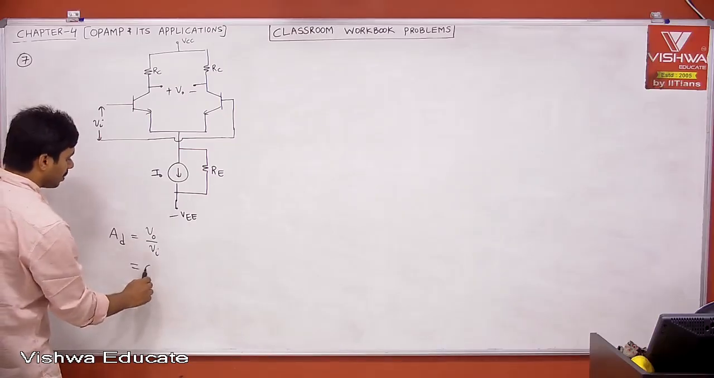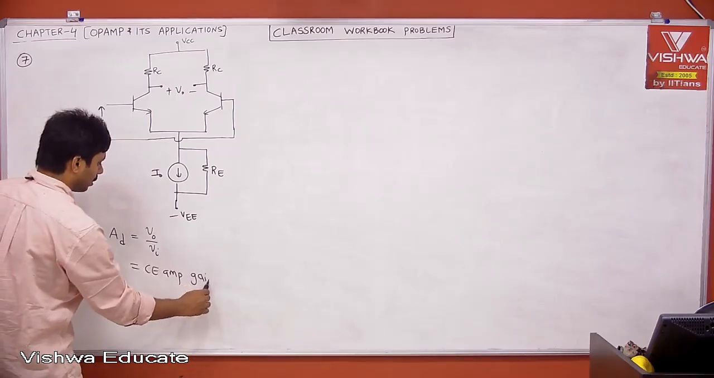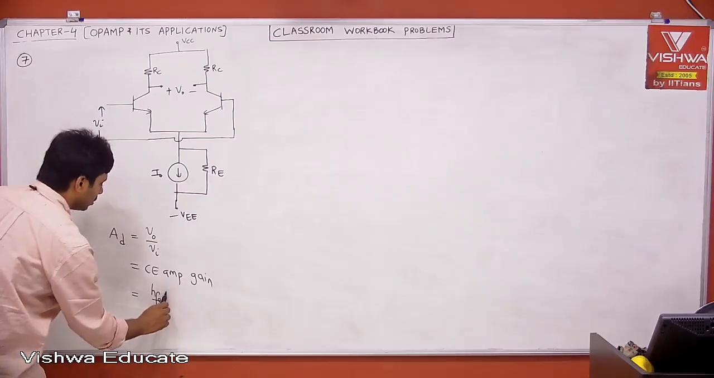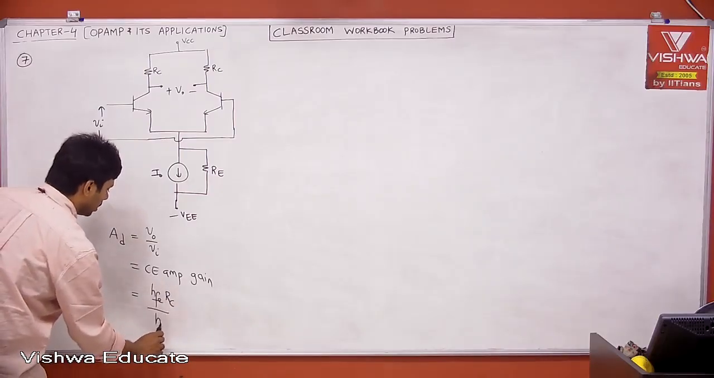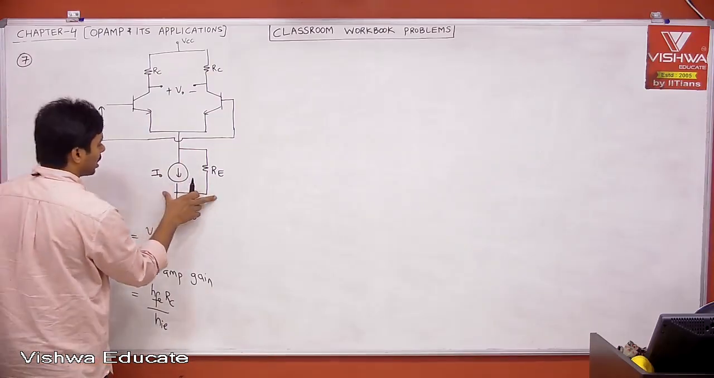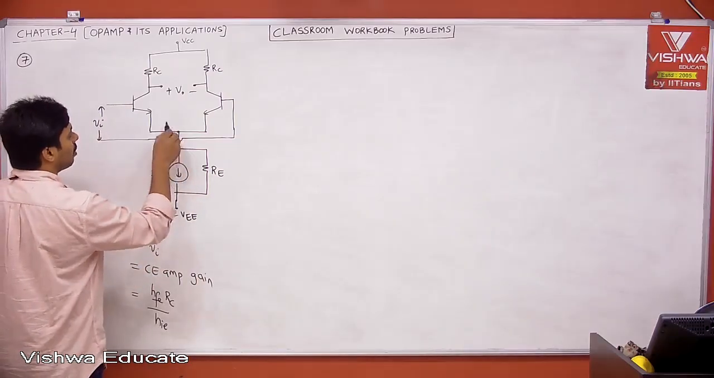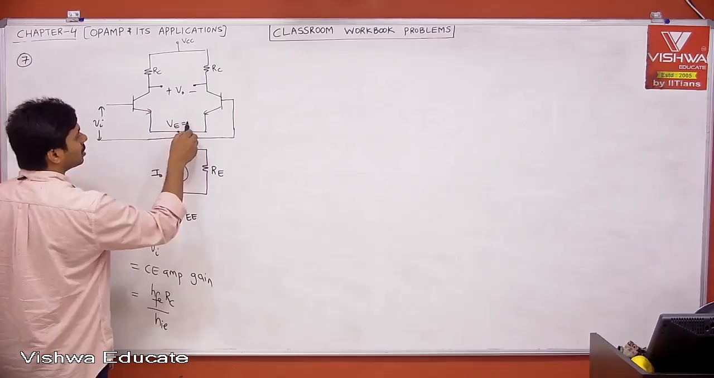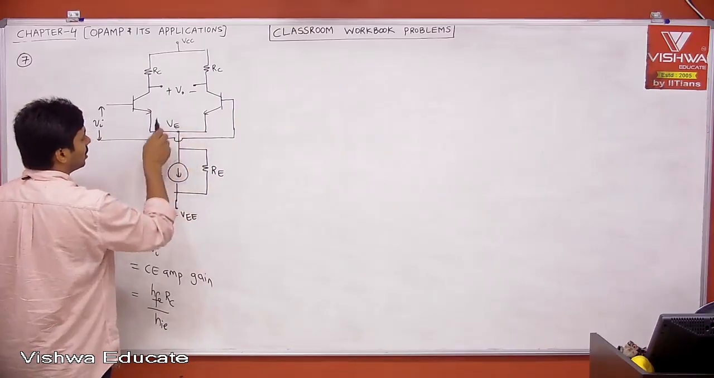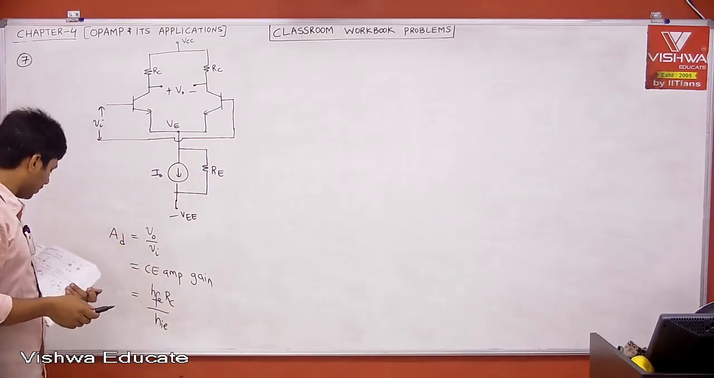This is nothing but your CE amplifier gain. If you take the magnitude, it is nothing but HFE into RC divided by HIE, and it is independent of the bottom tail current source. Whether it is an ideal current source, a practical current source, or simply a resistor doesn't matter, because the VE is constant. If this is constant, it is AC ground, so it is a common emitter amplifier.